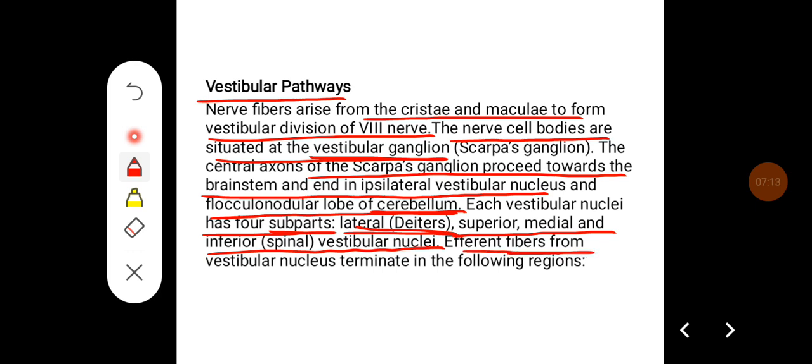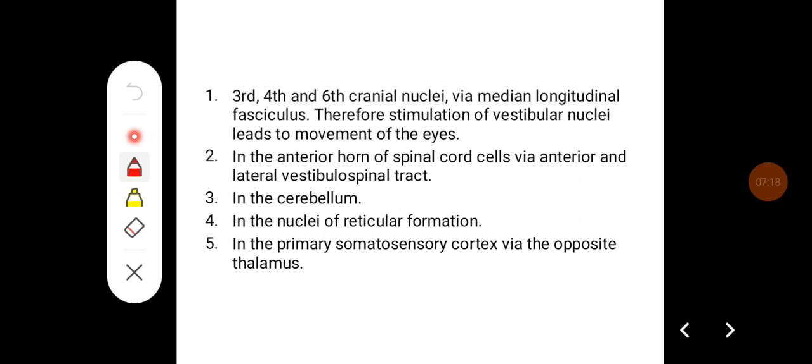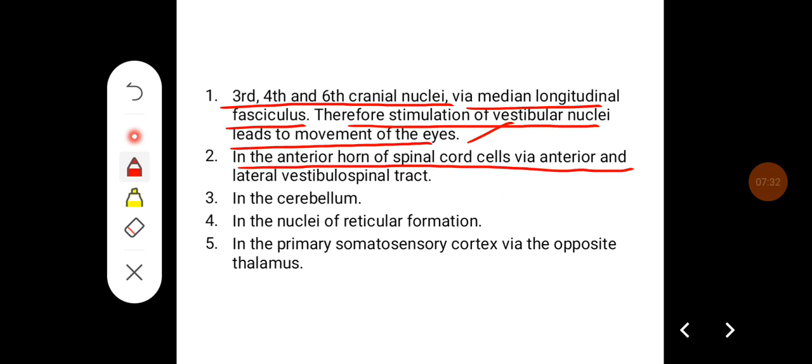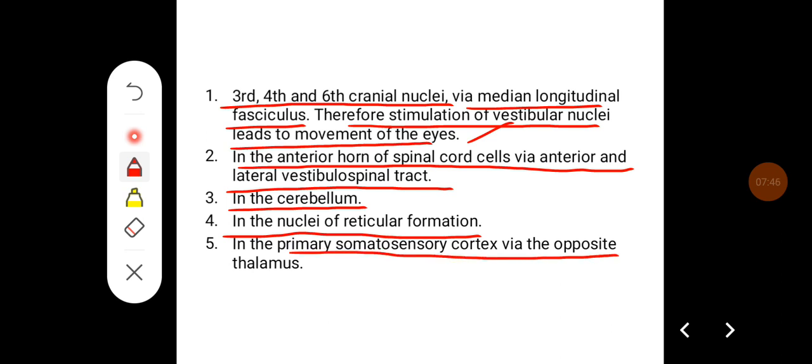The efferent fibers from the vestibular nucleus terminate in the following regions. They can terminate on the 3rd, 4th, 6th cranial nerve via the medial longitudinal fasciculus. Therefore, stimulation of the vestibular nuclei leads to the movement of the eye. Then the efferents also go to the anterior horn of the spinal cells via the anterior and lateral vestibulospinal tract. Then the efferents go to the cerebellum, then to the nucleus of reticular formation. They also go to the primary somatosensory cortex via the opposite thalamus.